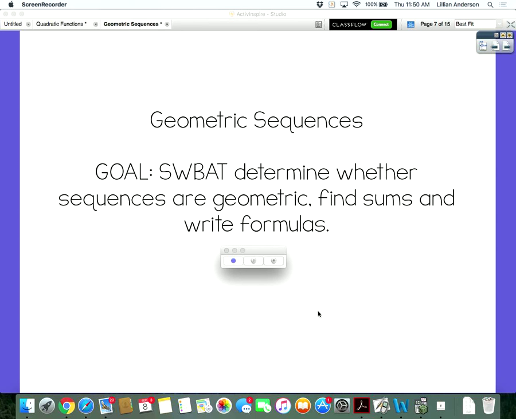Right, so moving forward, we're talking about geometric sequences. By the end of this lesson, you'll be able to determine whether a sequence is geometric versus arithmetic. You'll be able to find sums, just like before, as well as write general formulas for geometric sequences, just like how you did for arithmetic. Okay?